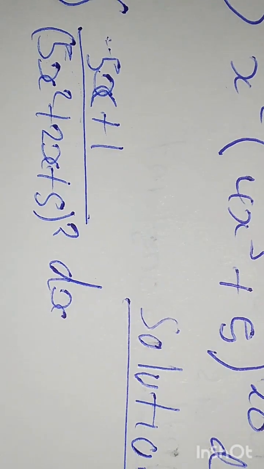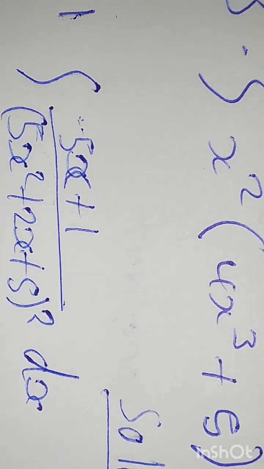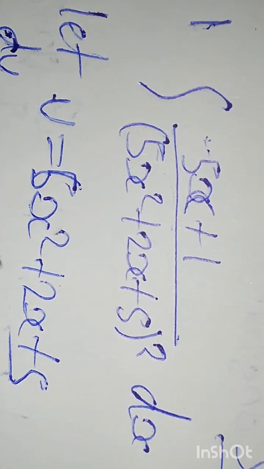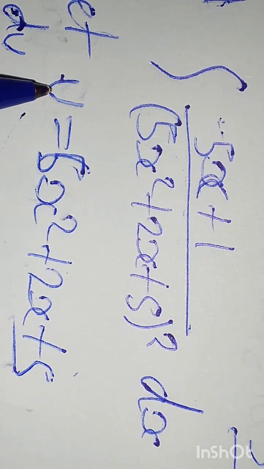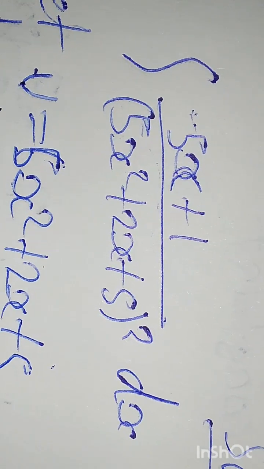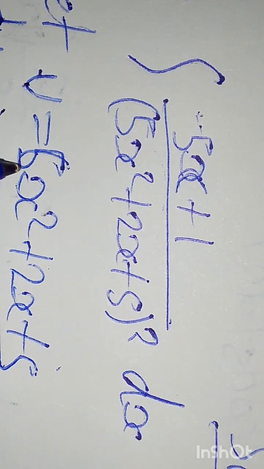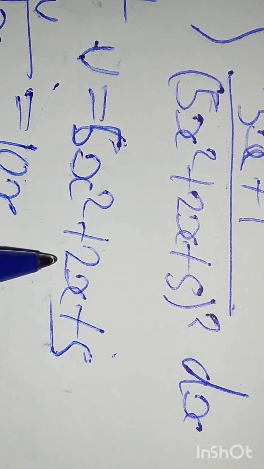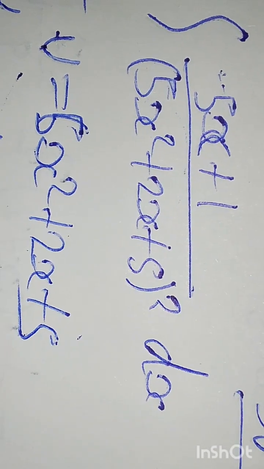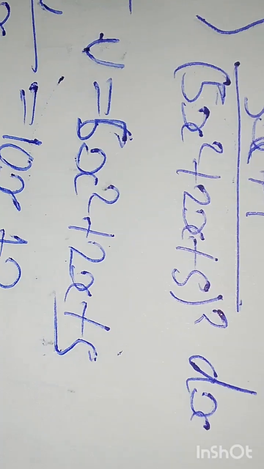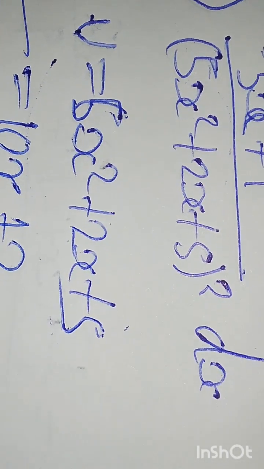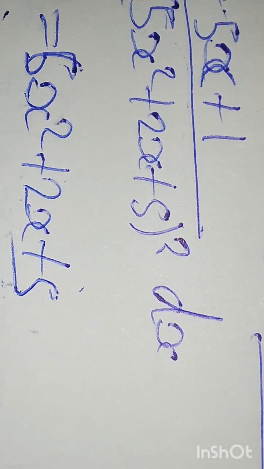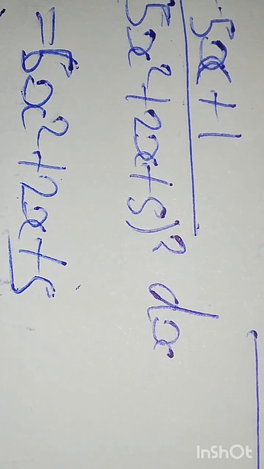Then now let's find what we call du over dx. In short, the differentiation of this function, because this function is u, so it's du over dx, which is equal to the differentiation of 5x squared, which is 10x. Then the differentiation of 2x is plus 2. The differentiation of 5, which is a constant, gives us 0. So now our main aim here is to make dx the subject of the formula.